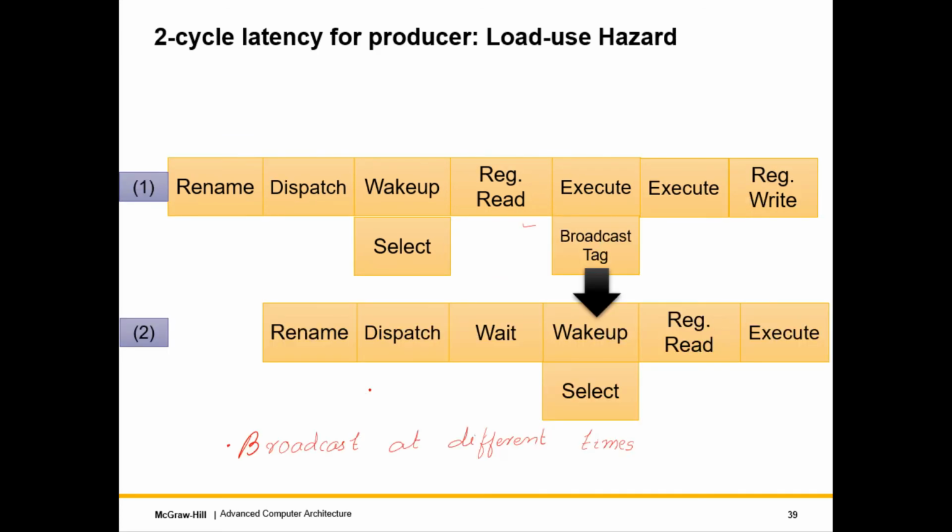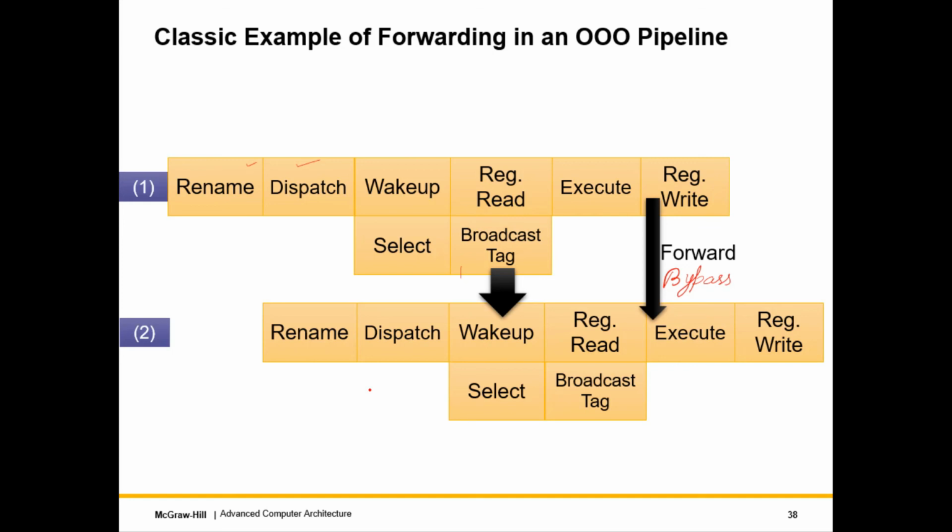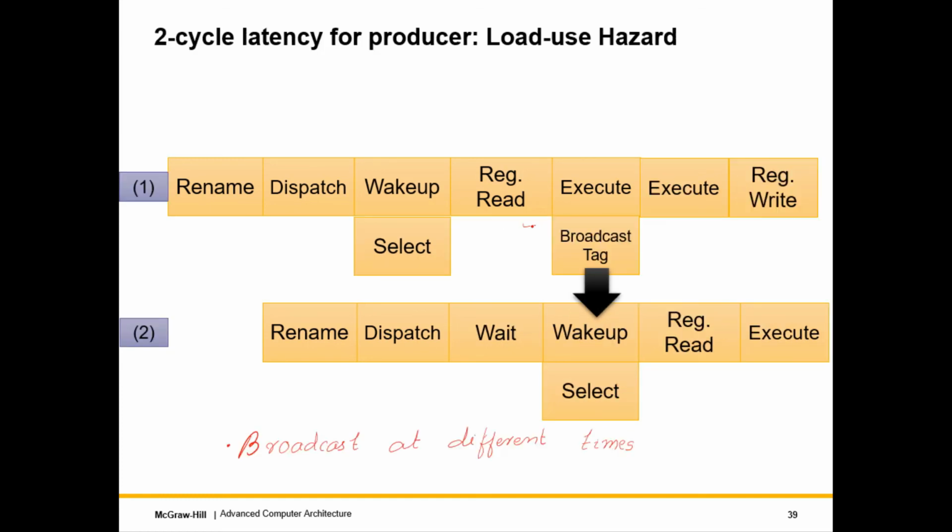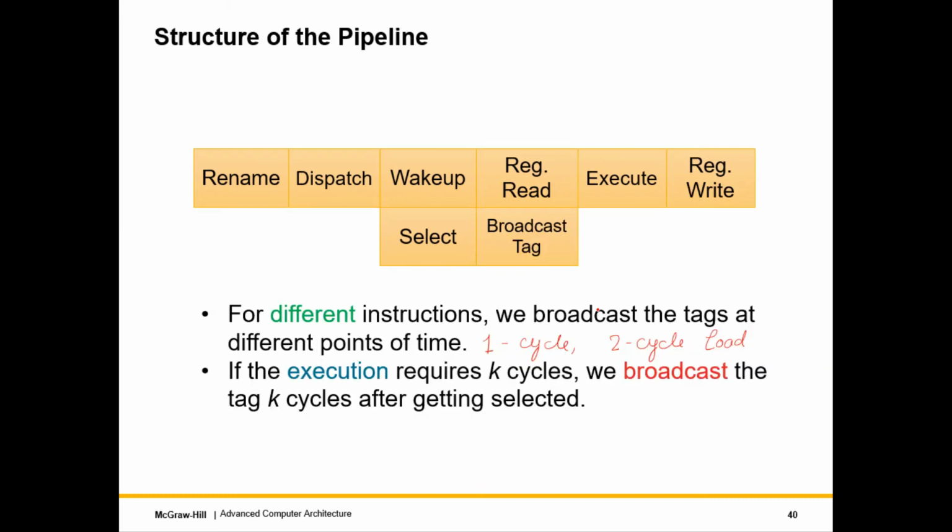Is this true? Well, all that we need to do is go back. In this case, the execution requires 1 cycle. So we select in this cycle, one cycle later we broadcast. In this case, execution requires 2 cycles. So after selection, after 2 cycles, we broadcast: cycle 1, cycle 2, we broadcast. So this is the general idea of broadcasting.